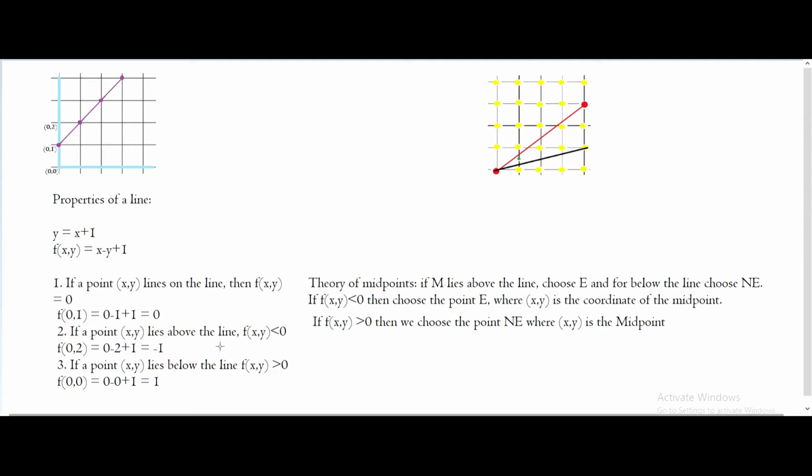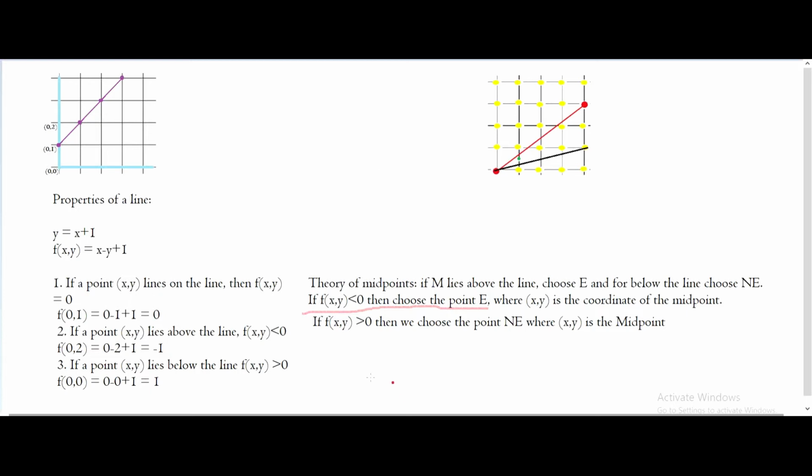And in the properties of a line, we've understood that if a point lies above the line, then f(x,y) is less than 0. So just think of that again. If a point lies above the line, f(x,y) is less than 0, and if M, which is also a point, lies above the line, then we choose E. So we can actually say that if f(x,y) is less than 0, then we choose the point E. Take a minute to absorb that. If you didn't understand it, then just read through it again.